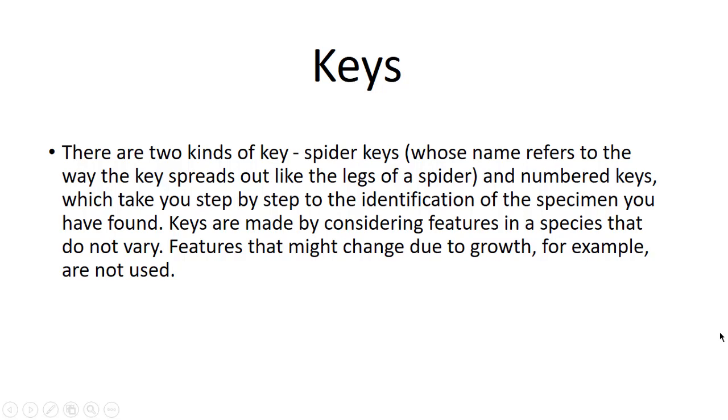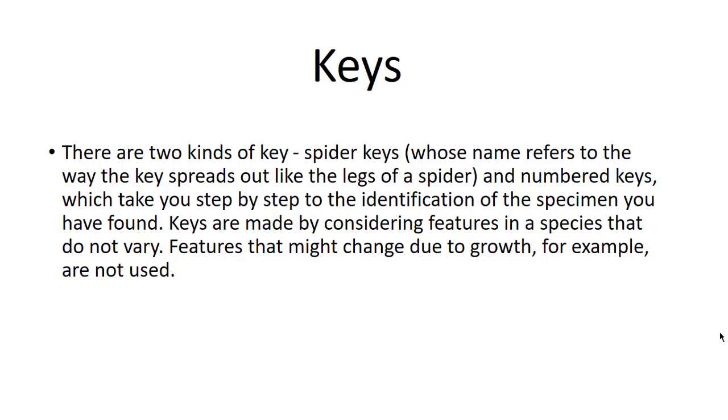There are two types of keys, as I mentioned before. The spider key, whose name refers to the way the key spreads out like the legs of a spider, and numbered keys, which take you step by step to the identification of the specimen you have found. Keys are made by considering features in a species that do not vary. Features that might change due to growth, for example, are not used.